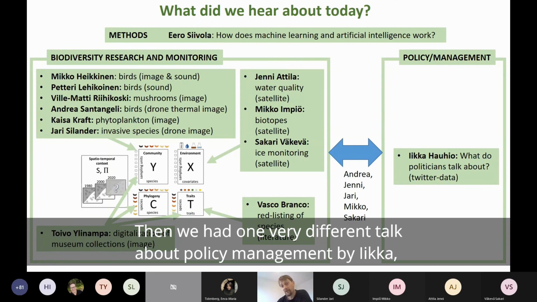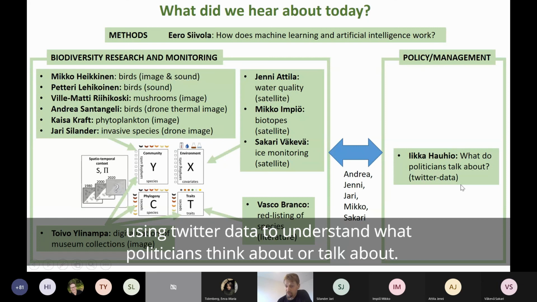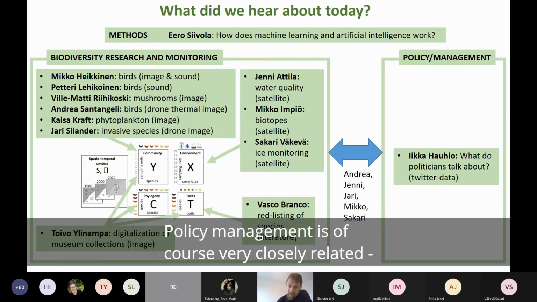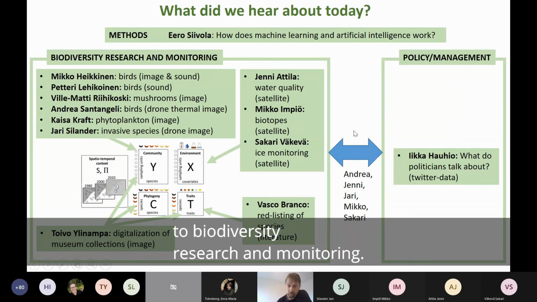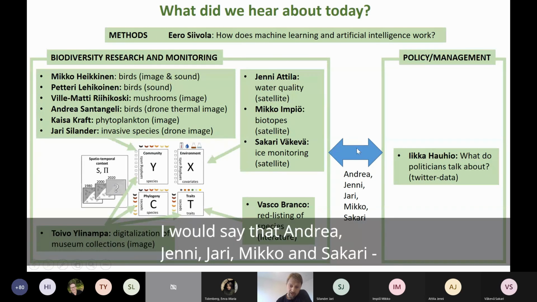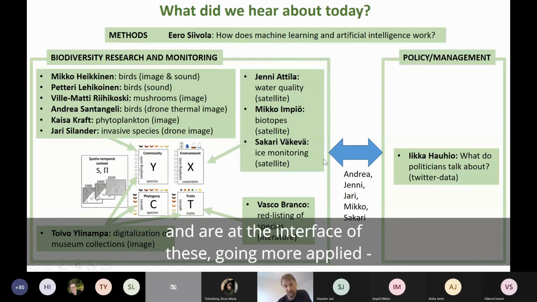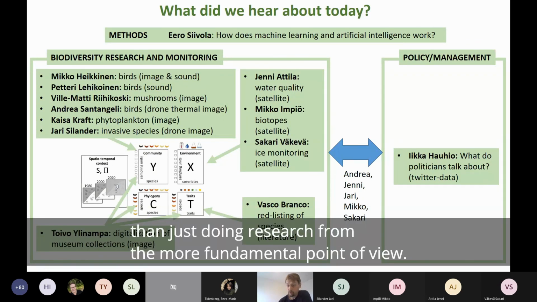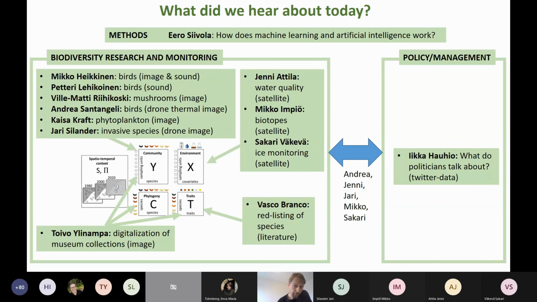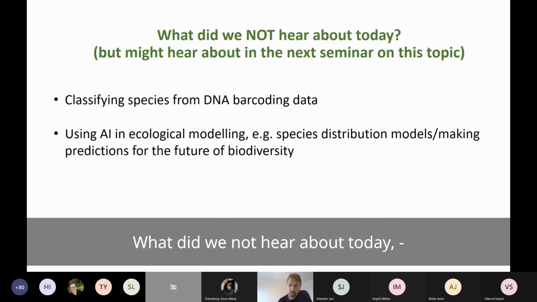Then we had one very different talk about policy management by Iikka, using Twitter data to understand what politicians think, or at least what they talk about. And policy management is, of course, very closely related to biodiversity research and monitoring. I would say that Andrea, Jenni, Jari, Mikko, and Sakari all had some elements that link these two boxes, at the interface of these, going more applied than just doing research from the more fundamental point of view.